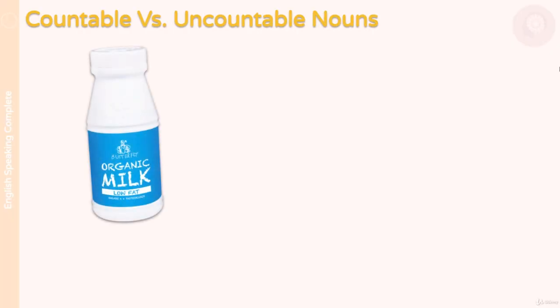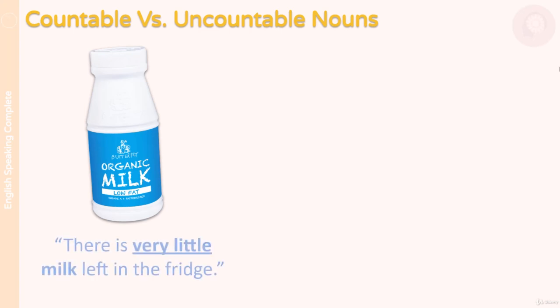So here is some milk. Now, milk is a liquid. I cannot count milk. I can count milk bottles, but liquids, I can't really count it. So it's classed as an uncountable noun. There is very little, the quantifier. There is very little milk left in the fridge. I can't count the amount of milk. Very little is an uncountable quantifier.